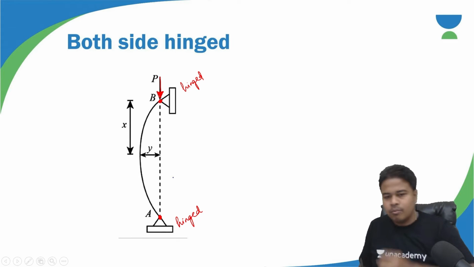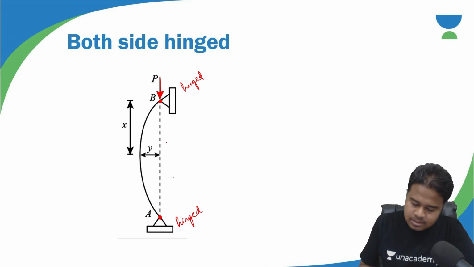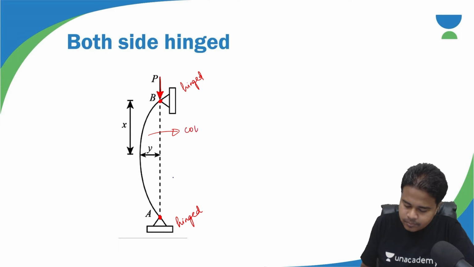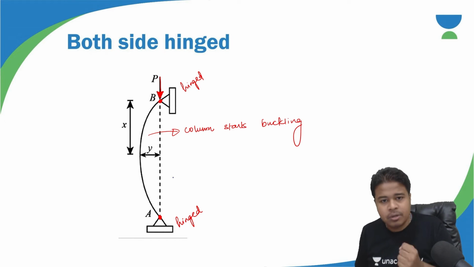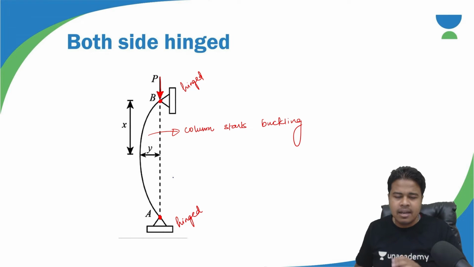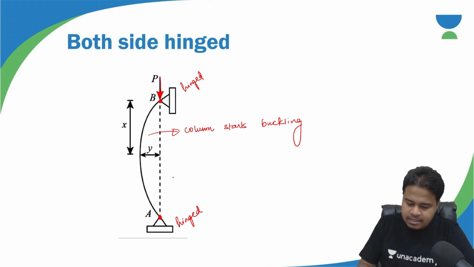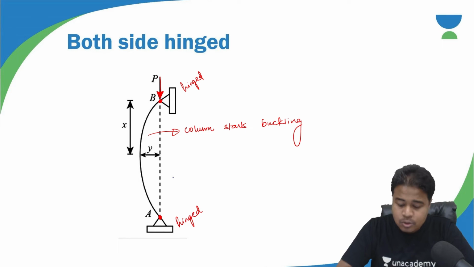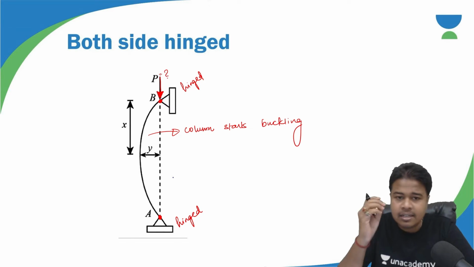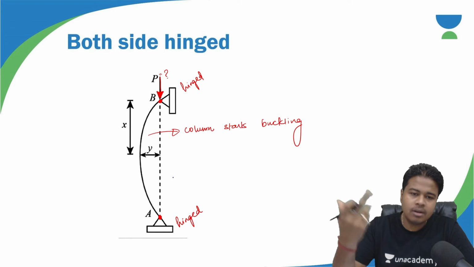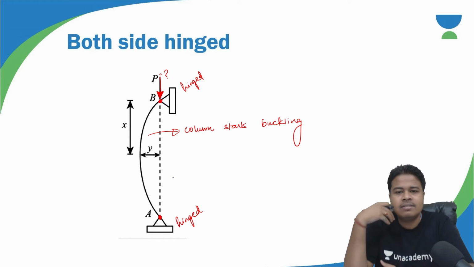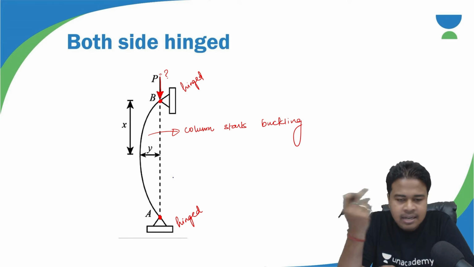So suppose I applied load P. Once I applied that load P, this column starts buckling. And if this column starts buckling, it is going to bend something like this. So we have to find the minimum load P such that this column will start buckling, or you can say the column will start bending. Actually, it's a kind of bending only, right?